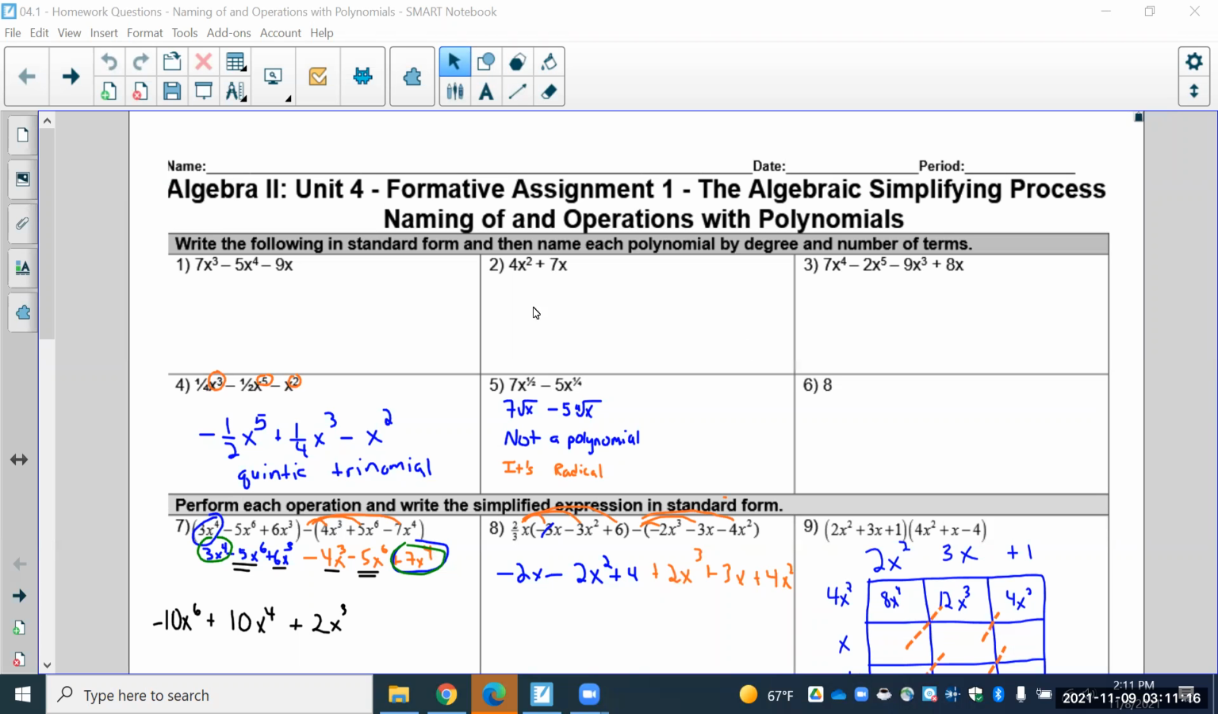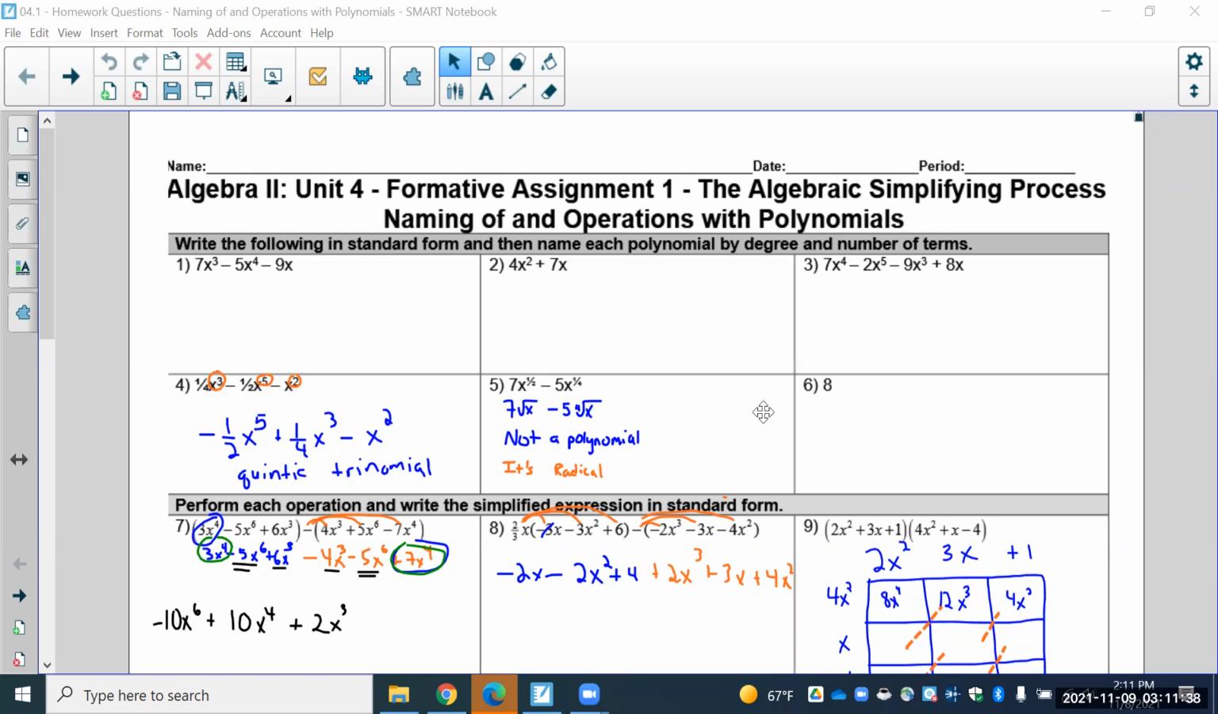All right, here we're looking at formative assignment number 1 from Unit 4, which is on polynomials. Your basic idea here is you're just putting these in order and naming these. So the first couple are very straightforward. You're just going to put them in order and name them from the list of either constant, linear, quadratic, cubic, and then the number of terms is either monomial, binomial, trinomial, or quadnomial.